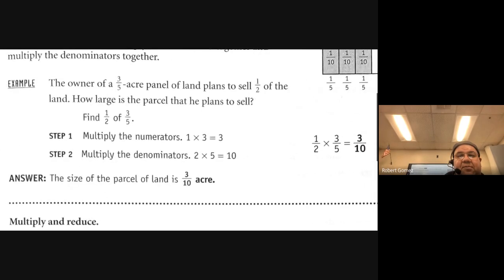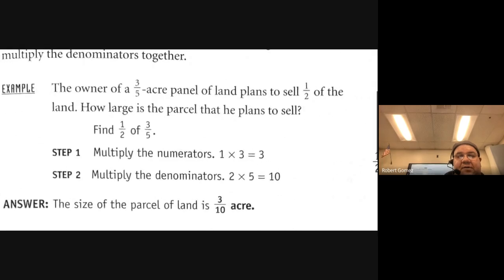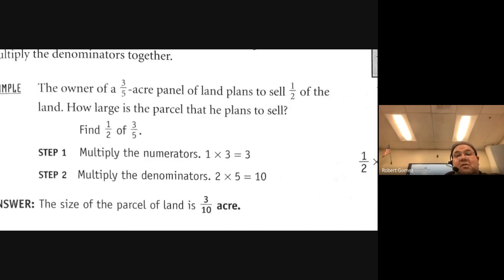So let's work this example. This is a different one than the picture, so I'm going to draw this out. The owner of, I'm sorry, a 3/5 acre panel of land plans to sell half of the land. So how large is the parcel that he plans to sell? Well, there's some vocabulary here that we need to look at, and you will get land problems like this on the exam. So let's take a look at these really quick.